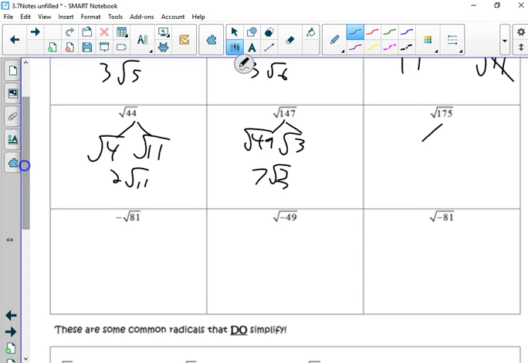175 should be pretty easy. It's just a bunch of quarters in your pocket. 7 of them. If you have 7 quarters, you have $1.75. Square root of 25 is 5. Simplify.